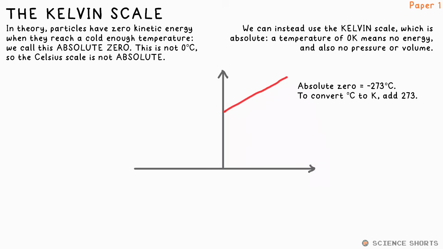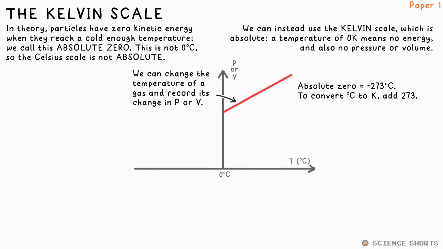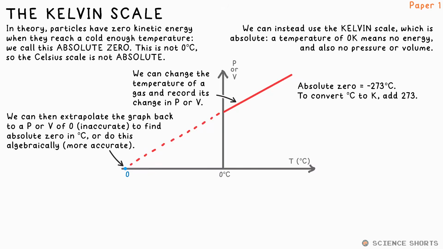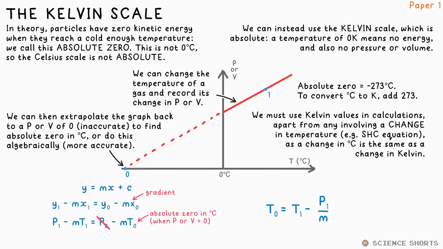Particles can be cooled to almost absolute 0, but even if you don't have the kit to do this, we can still cool a gas and measure the change in pressure at a constant volume, or change the volume at a constant pressure. Plotting pressure or volume against temperature in degrees Celsius, we end up with a straight line. Extrapolating this to where it meets the x-axis, a pressure of 0 is absolute 0. Doing this by hand isn't very accurate as it's a long extrapolation, so it's better to do this algebraically. You always have to use Kelvin when dealing with calculations involving temperature. The only exception is SHC equations because that's a change in temperature. A change in degrees C is the same as a change in Kelvin.